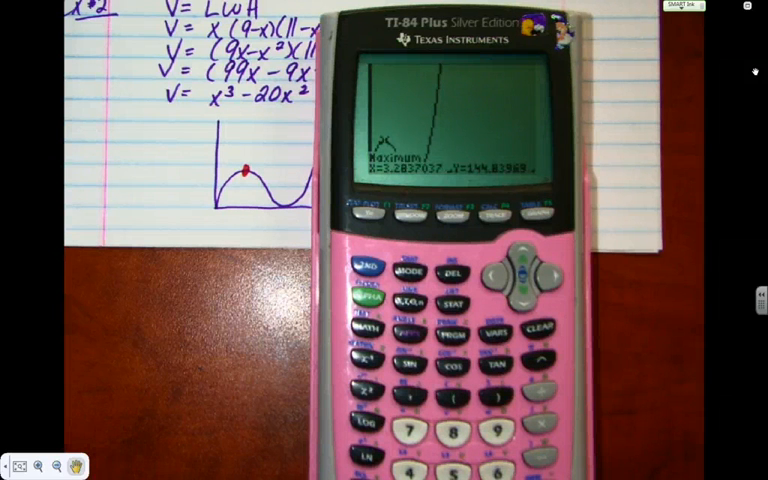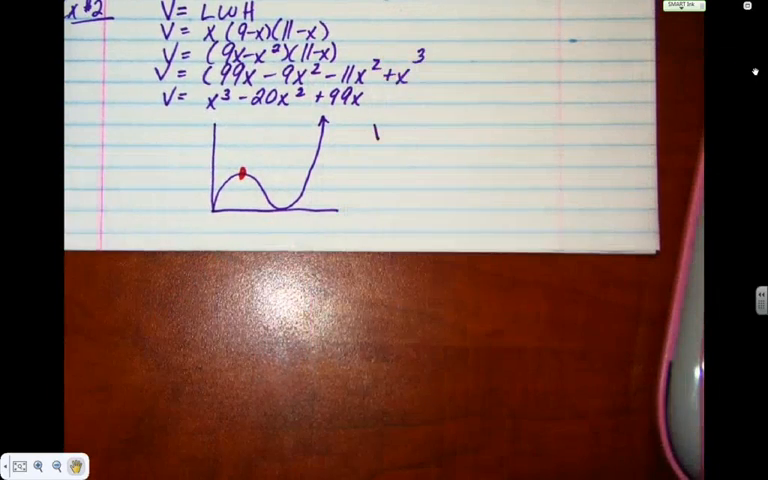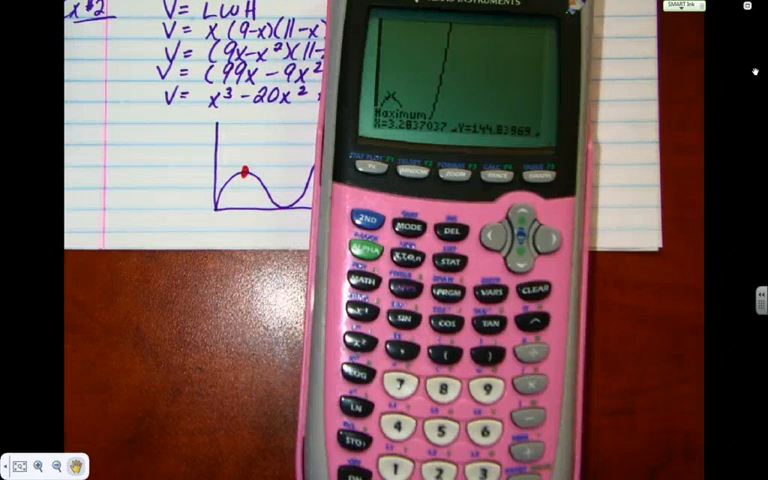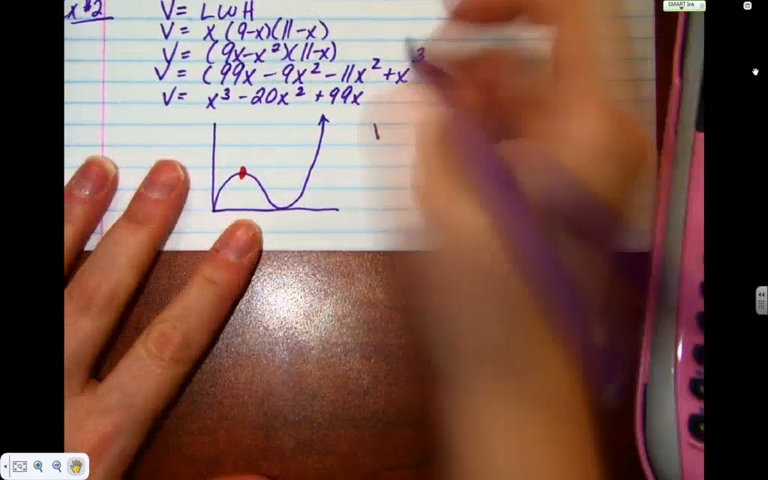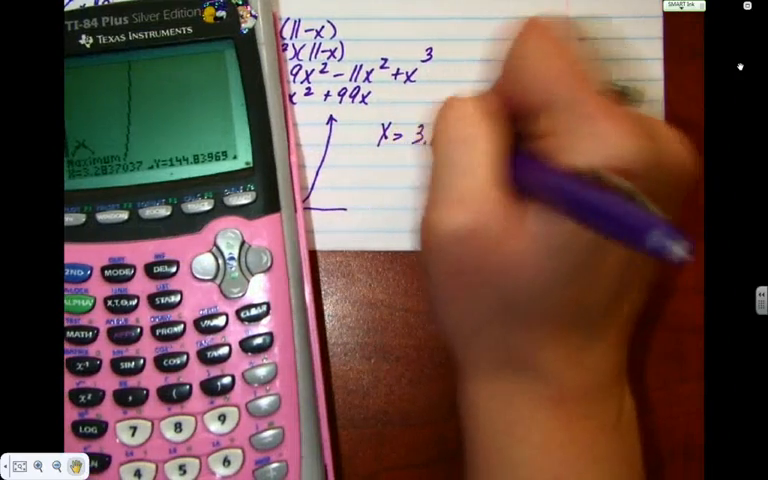Offer of 3.28. And then we picked maximum. And then left bound, right bound. And that is 3.28.